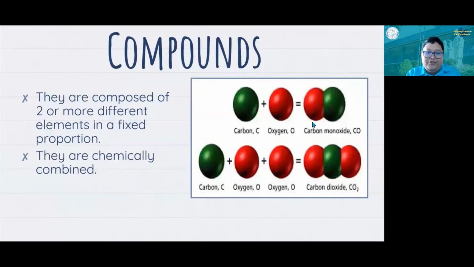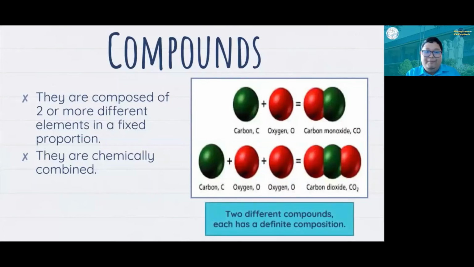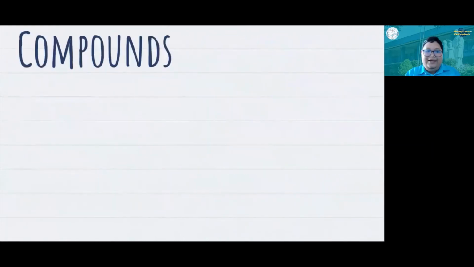If you add one more oxygen to carbon monoxide, it will not be carbon monoxide anymore. Instead, it will become carbon dioxide, a different gas. This is the gas that we breathe out, no? So of course, there are differences in the properties of the two different compounds just because we add only one oxygen atom. So, meaning to say, two different compounds, each has a definite composition and each of them have different properties.